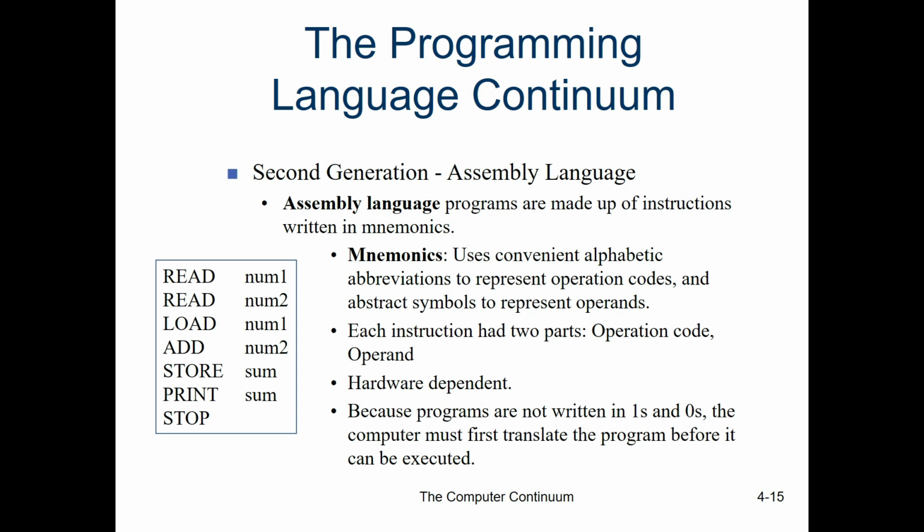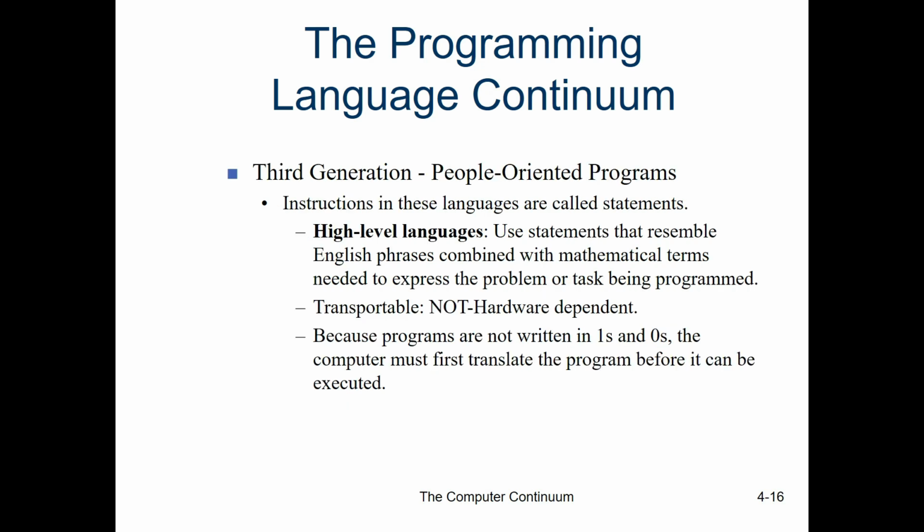Also, because programs are not written in ones and zeros, the computer must first translate the program before it can be executed. So in order to run assembly language code, we need an assembler, which translates the assembly language code into binary code so that it can be executed by the computer.